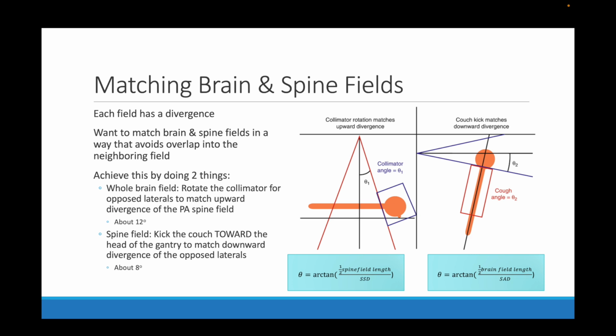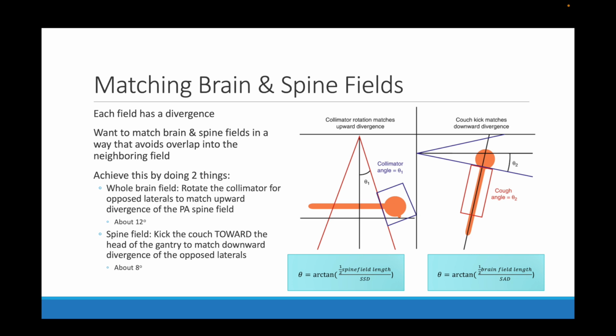So the formula is basically the angle equals the arctan of half of something divided by either the SSD or the SAD. So it's different depending on what you're calculating. When you're calculating the collimator rotation for the brain field, it's half the spine field length divided by SSD. And then when you are calculating the couch kick for the spine field, it's arctan of half the brain field length divided by the SAD.